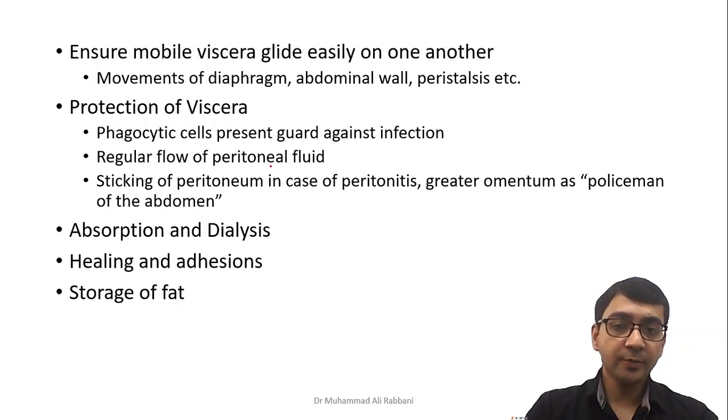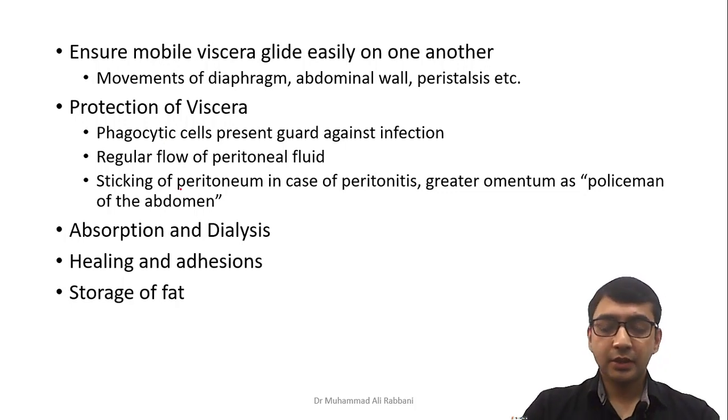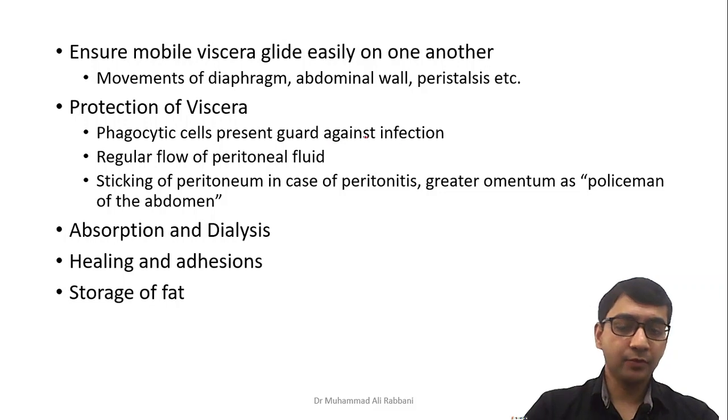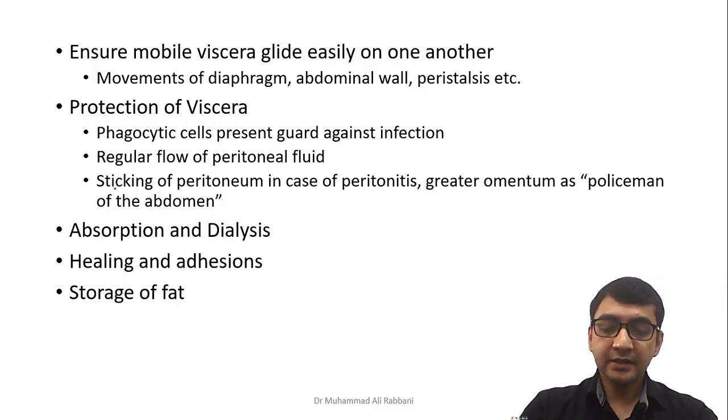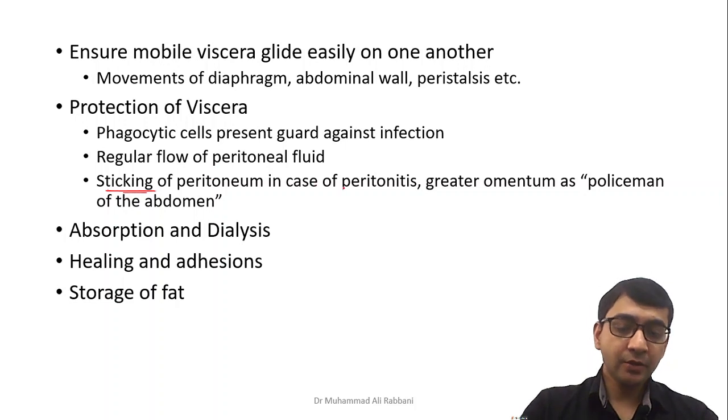There is a regular flow of the peritoneal fluid. The peritoneal fluid is regularly being secreted and absorbed. That leads to the complete changing of fluid, removal of all the pathogens that have been killed, and the turnover of the cells. And it has a very interesting property: whenever the peritoneum is inflamed, whenever there is peritonitis or any inflammatory or infectious disease, the peritoneum becomes sticky. When the peritoneum becomes sticky, it helps seal off various areas.